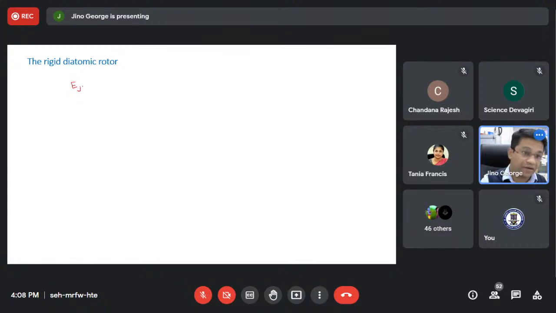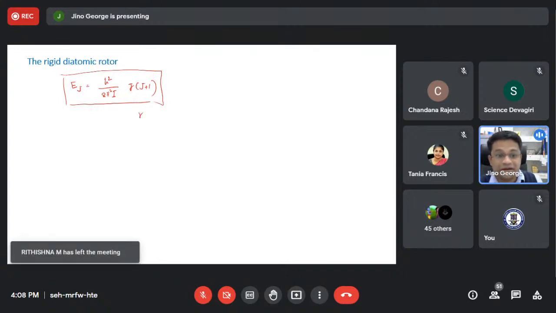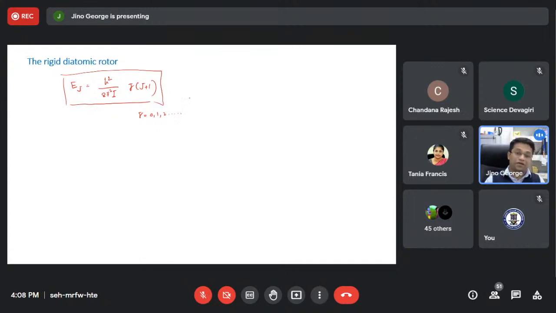E of J equals h squared divided by 8 pi squared I, into J into J plus 1. This is the expression for the energy of a rigid diatomic rotor, where J is equal to 0, 1, 2, etc. This is called the rotational quantum number, and it has definite values as 0, 1, 2, 3, etc. This is normally written in joules.